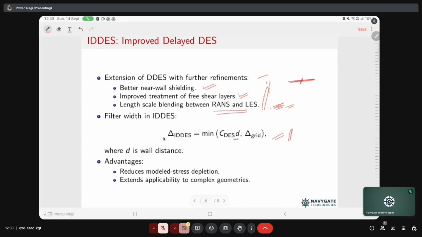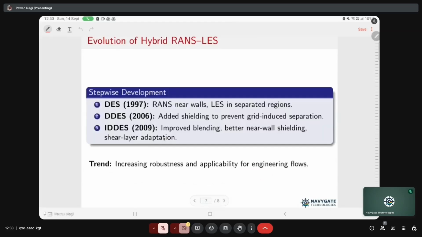So these were two advantages of this improved method: it reduced the stress depletion, and it can be applied to complex geometries. We'll see that in our flow past square cylinder how these improvements give a noticeable difference in the simulation result. This is the overall evolution of the hybrid RANS LES.